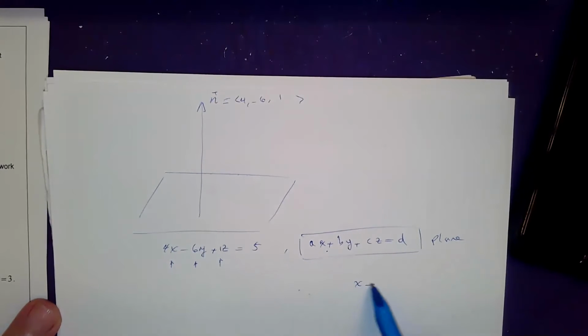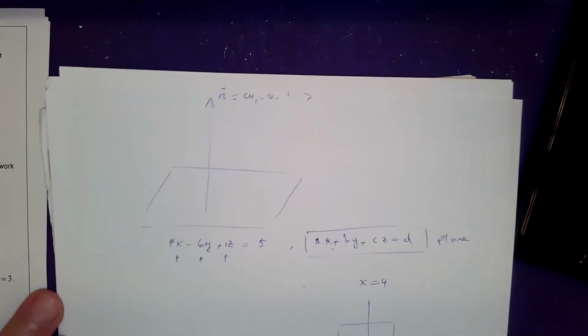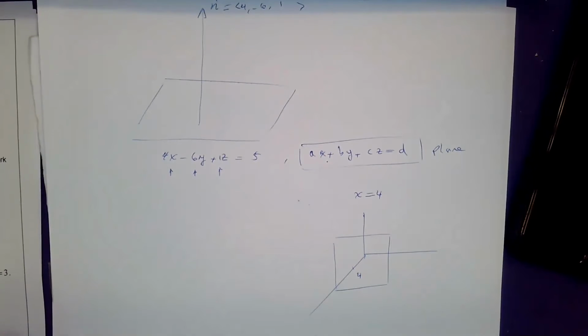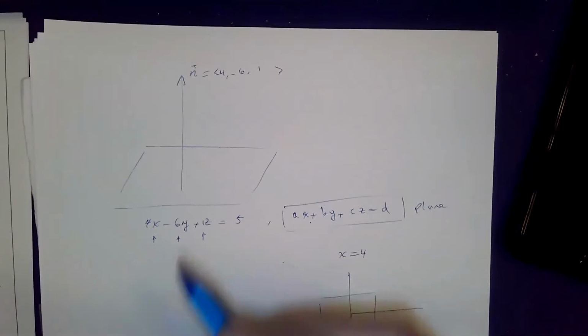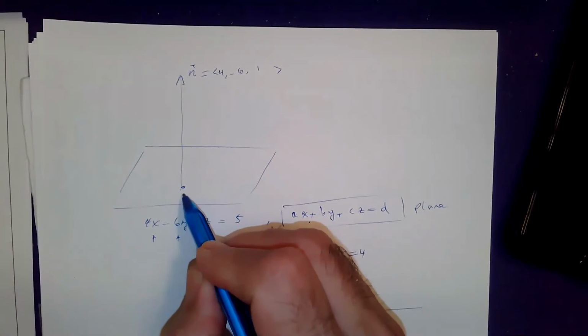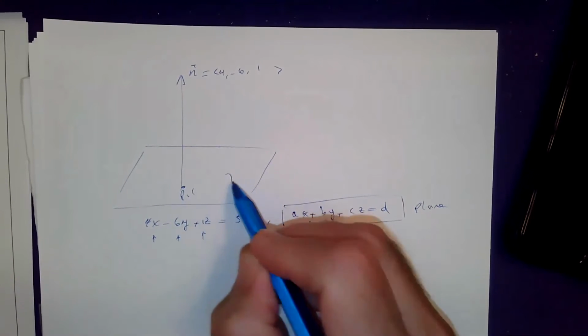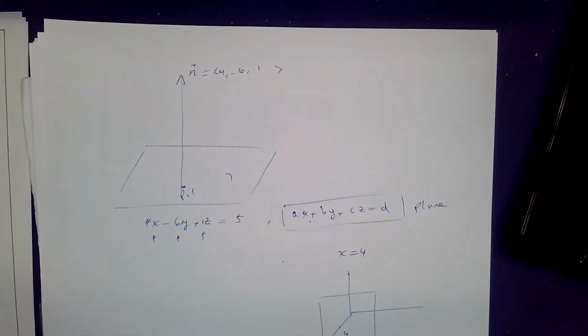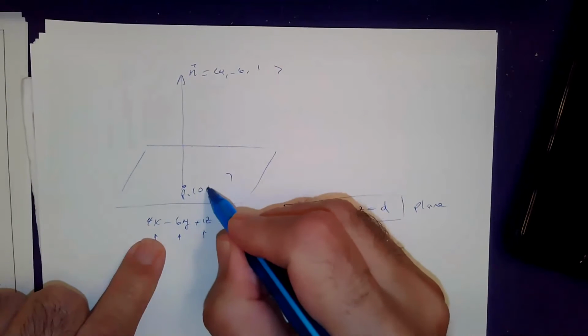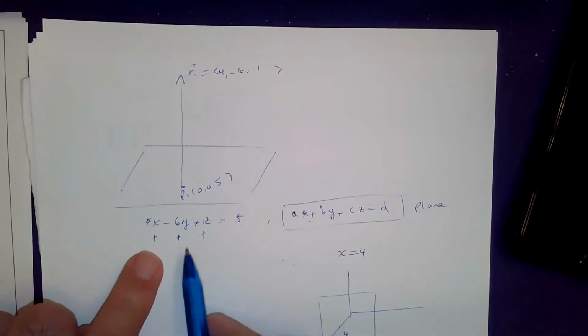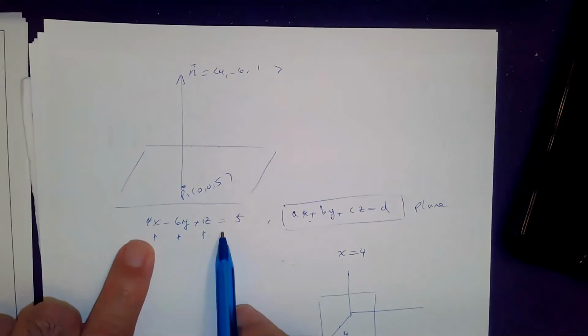For instance, x is equal to 4, you and I will both know that's still a plane, yes? It just so happens it's perpendicular to the x-axis at 4, and it's parallel to the YZ plane. Anyway, pick a point on the plane, let's say point P1. So give me a point on the plane, please. Z is equal to 5. How about 0, 0, 5? Would that do it? Because it satisfies the equation.